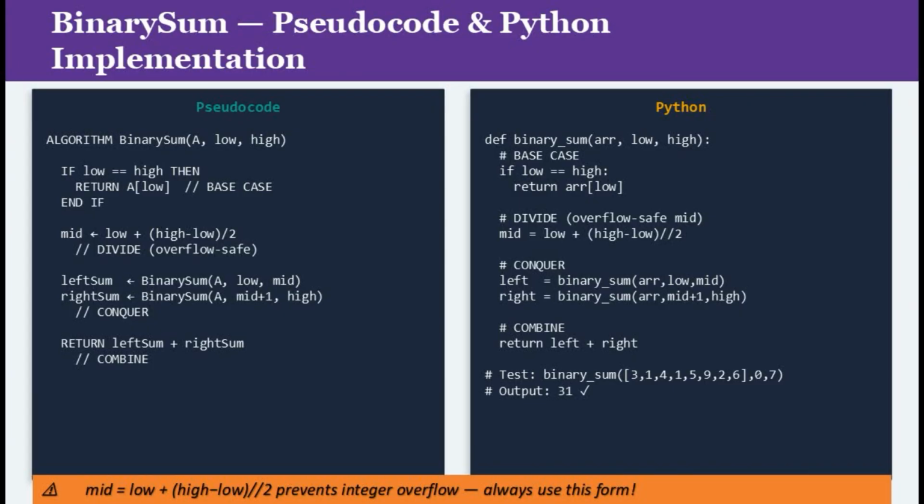The very first thing we check, before anything else, is the base case. If low equals high, there is only one element left. We return it immediately. This is what stops the recursion.